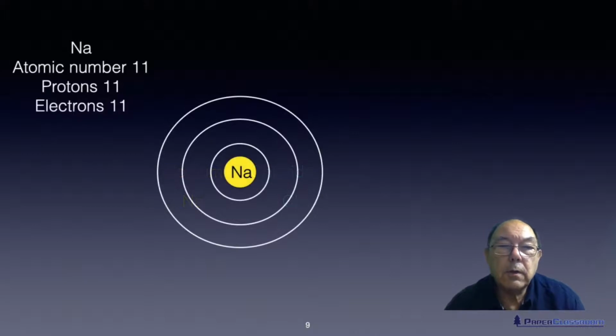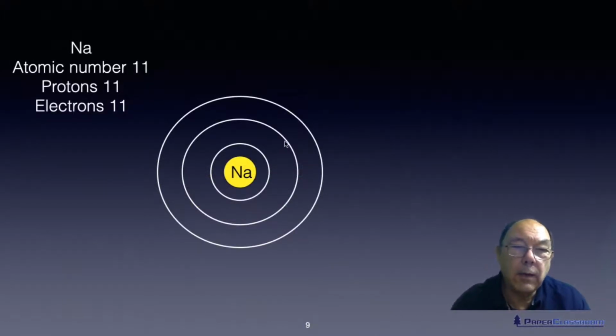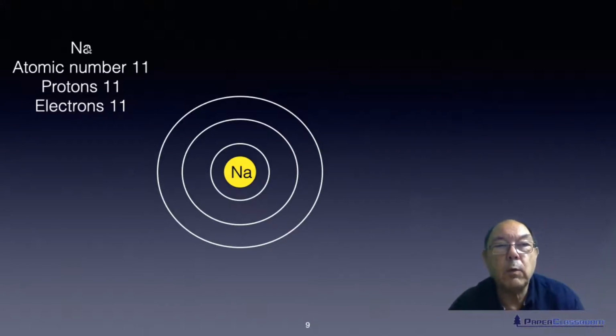Here's a sodium atom. So the yellow in the middle, that's the nucleus, that's the protons and neutrons. And these lines here, these circles, represent the first 3 orbitals, or first 3 shells, K shell, L shell, M shell. Now, what about some facts about sodium? So, chemical symbol Na stands for the Greek word natrium.